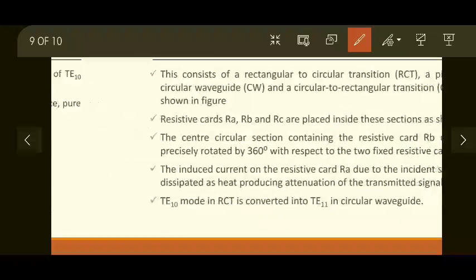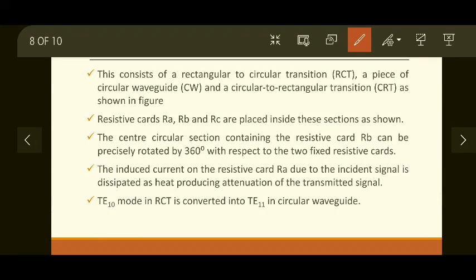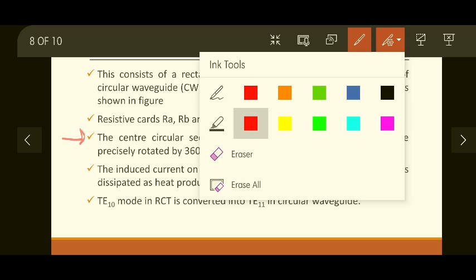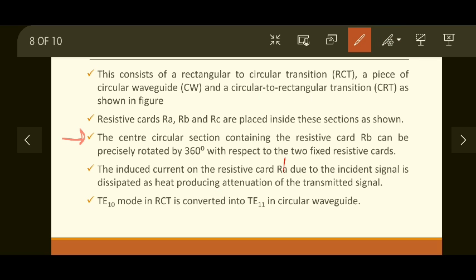Okay, that we will see again. Let's go back to the actual description. The center circular section containing the resistive card RB can be rotated by 360 degrees. This statement is important. RA and RC are fixed cards, whereas the center card, that is RB, can be rotated by the entire 360 degrees with respect to the two fixed resistive cards. The induced current on the resistive card RA due to the incident signal is dissipated as heat. Sorry, this should not be RA, this should be RB. Here it should be RB.